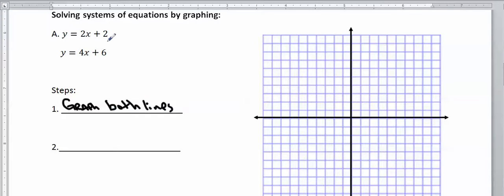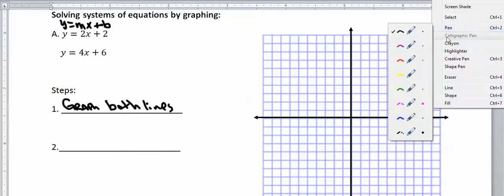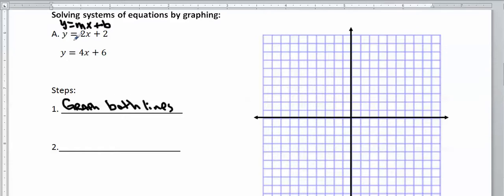Okay, so starting with my first line, I've got y equals 2x plus 2. Okay, and I'm going to graph these just like we have in the past. This is in y = mx + b form, so slope-intercept form, right? This makes it really nice. So let's start with our y-intercept. And I'm going to use a different color for this so we can see the separate lines. Okay, so this is going to be my purple line.